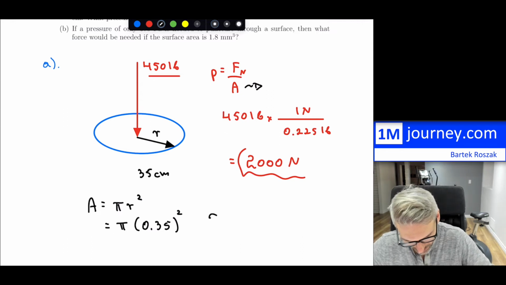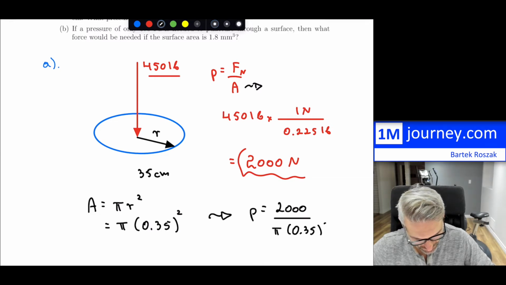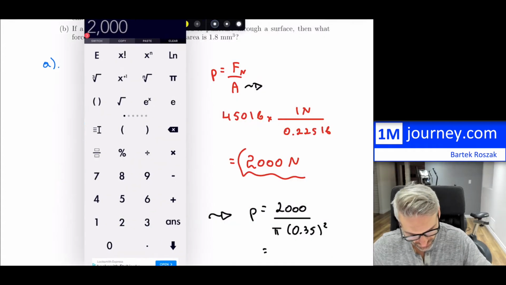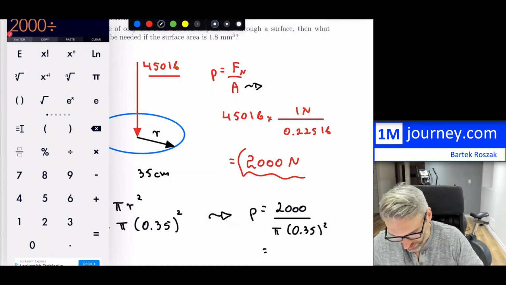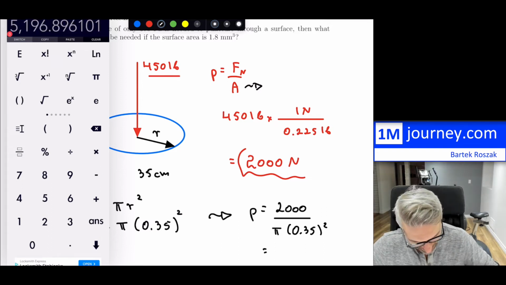Therefore, from here, the pressure is equal to 2,000 newtons, and then this is going to be pi multiplied by 0.35 squared, and we'll get our answer. All right, so let's try this. 2,000 divided by pi multiplied by 0.35 squared. And what do we get?